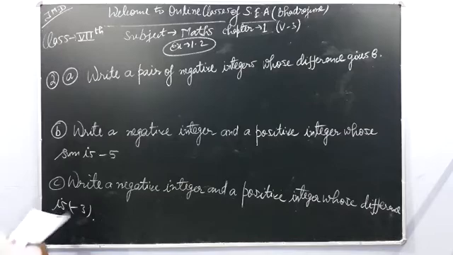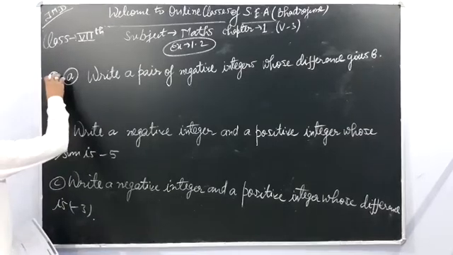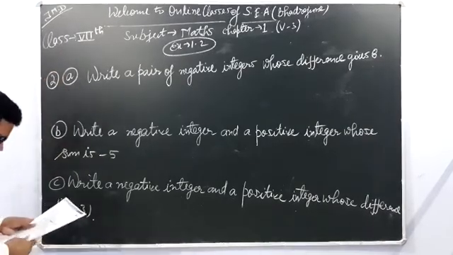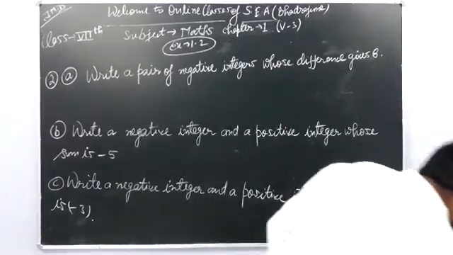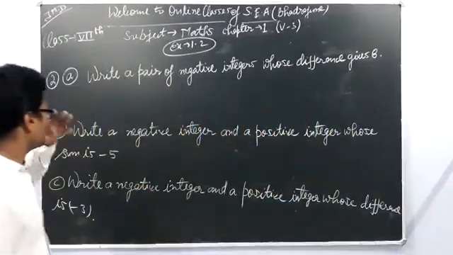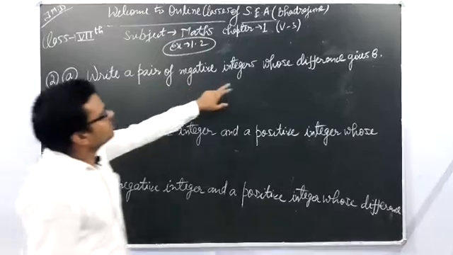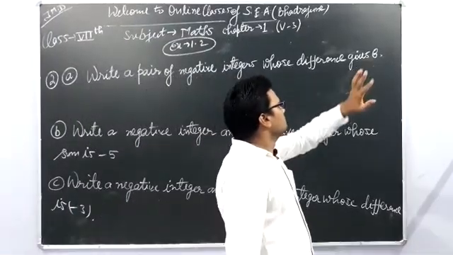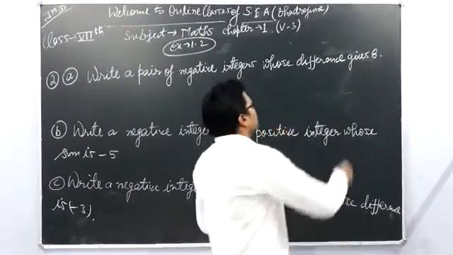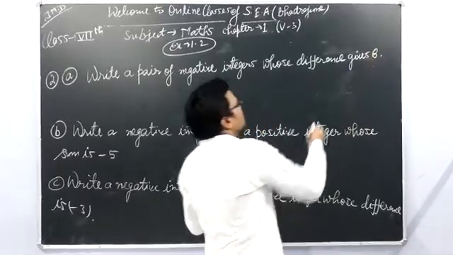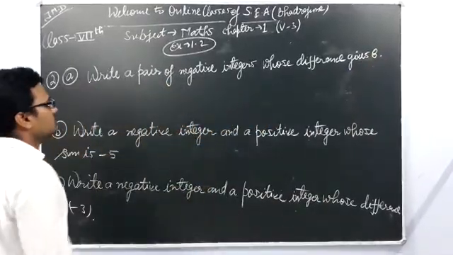Now what we will do is I am going to solve this question. So our first part is: write a pair of negative integers whose difference gives 8.